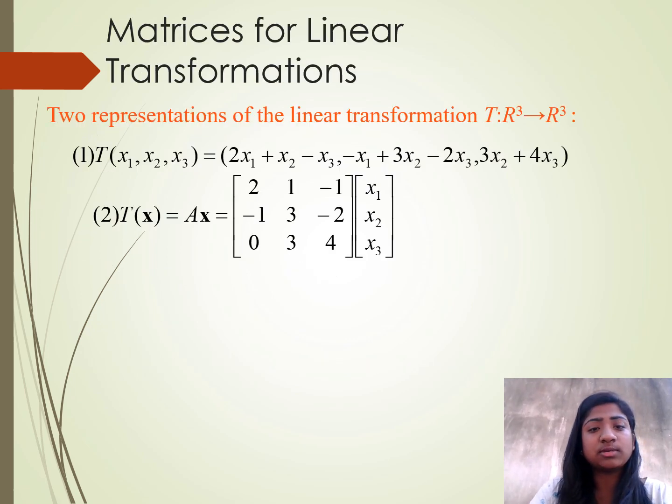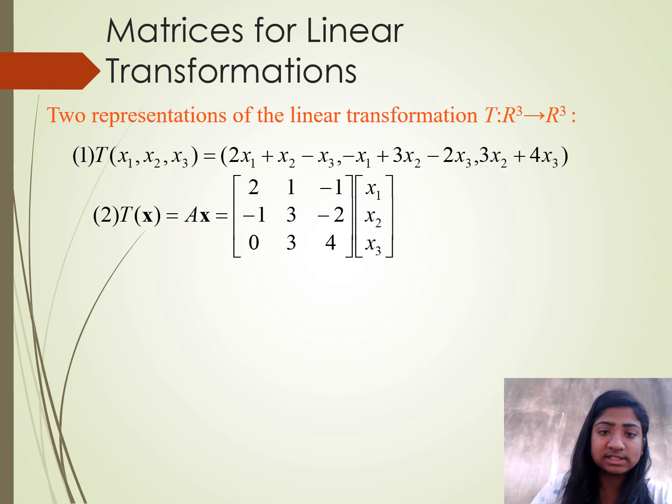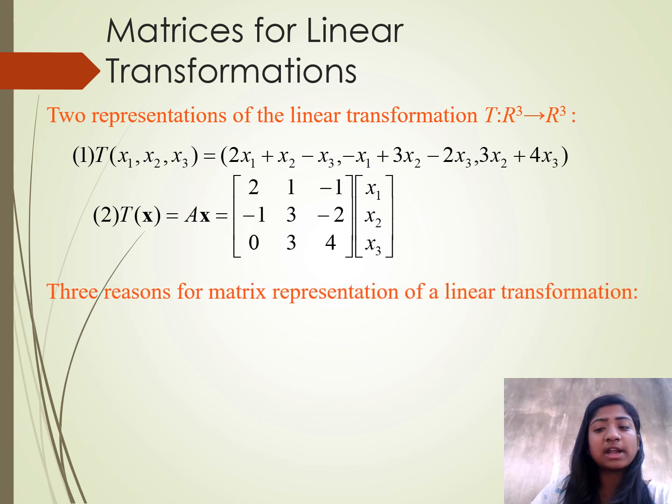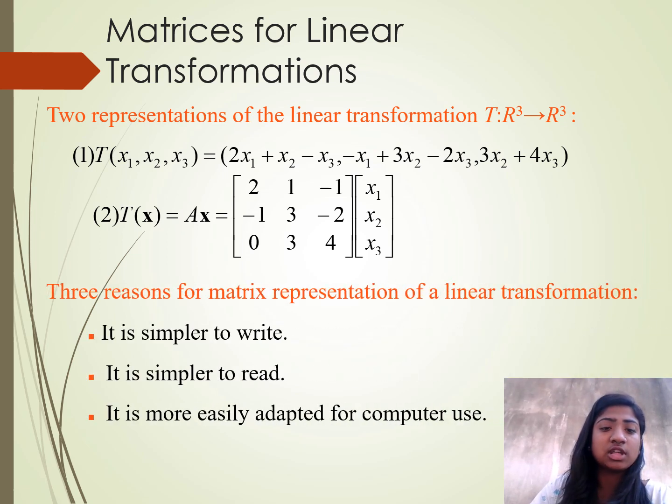Matrices for linear transformations. Two representations of the linear transformation T mapping R cube to R cube. The first condition is T of (x1, x2, x3) equals (2x1 plus x2 minus x3, minus x1 plus 3x2 minus 2x3, 3x2 plus 4x3). T of x equals A times x. Three reasons for matrix representation of a linear transformation: the first is it is simpler to write and it is simpler to read. It is more easily adapted for computer use.